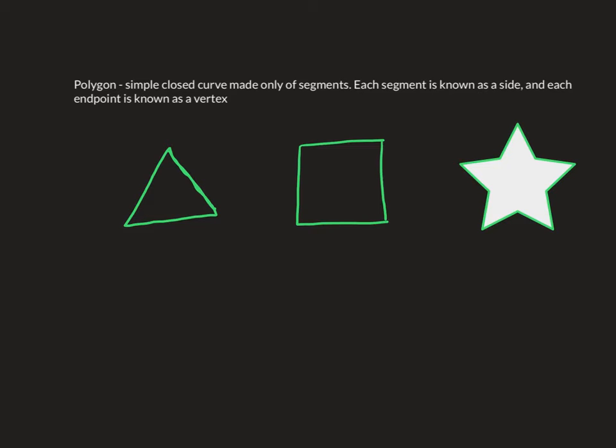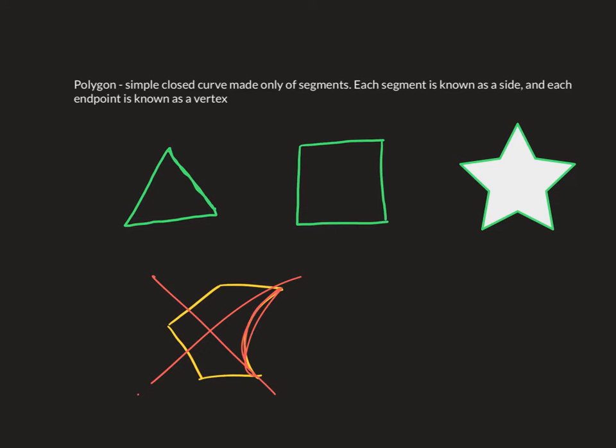Something that has anything that's curved in it is not considered a polygon. So something that's drawn like this, right, this would not be a polygon because of this curved piece right here. Right, it has to be made of straight line segments to be considered a polygon. Right, so a circle is not a polygon, right, because it's rounded.